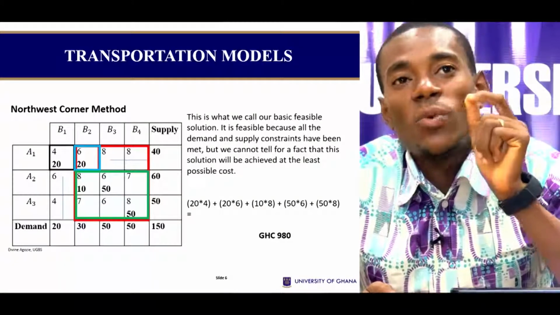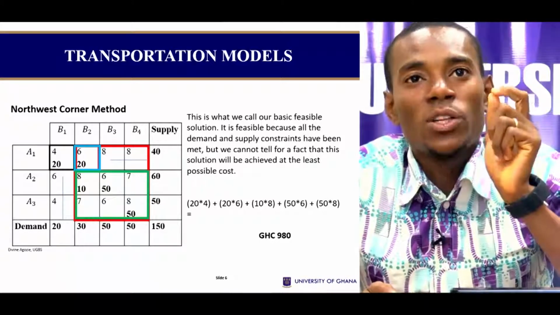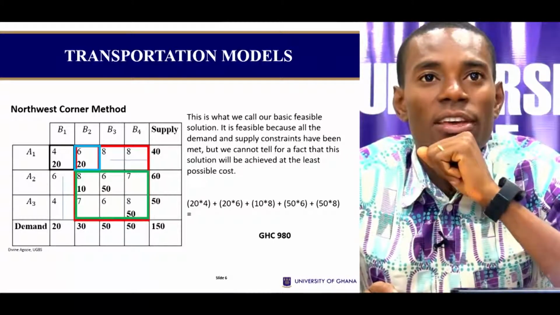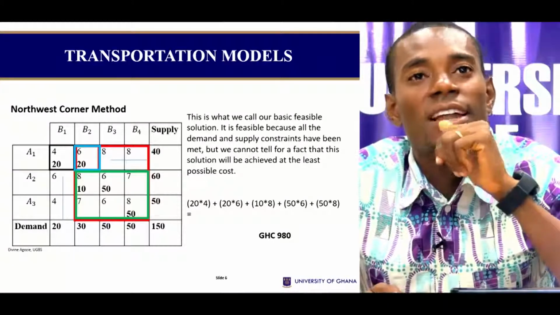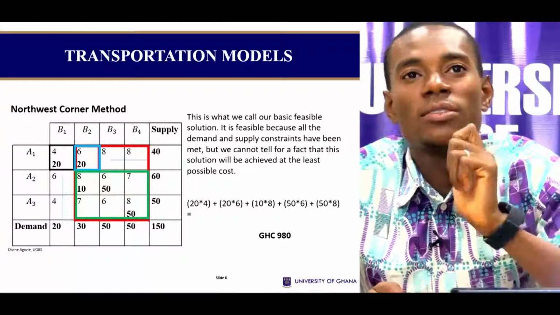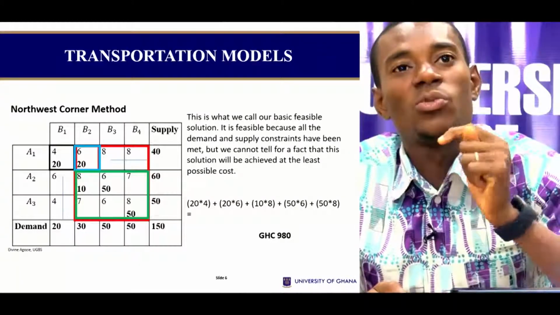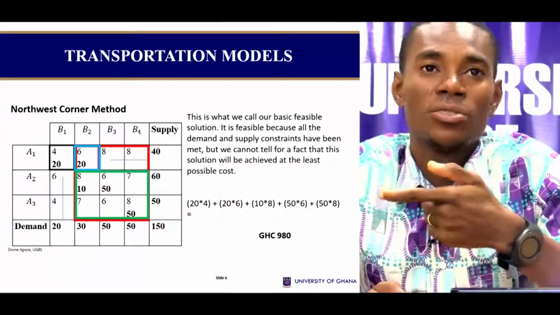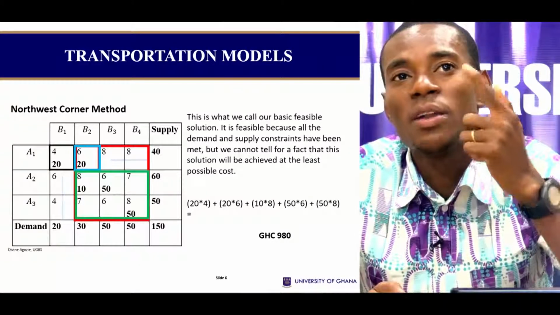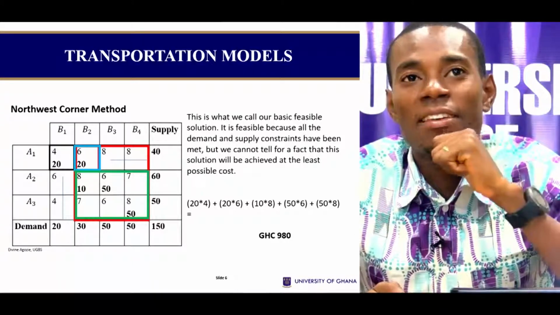Now you would see that once A1 is out and B1 is out, what we are left with is what is highlighted in green. You get it? So those are the cells left. Now again, for those cells that are left, identify the northwest corner cell and then allocate as much as possible considering the demand and the supply restrictions there. Now you remember that having allocated 20 in A1, B2, B2 would only have 10 left.